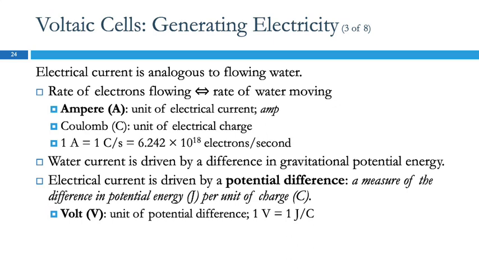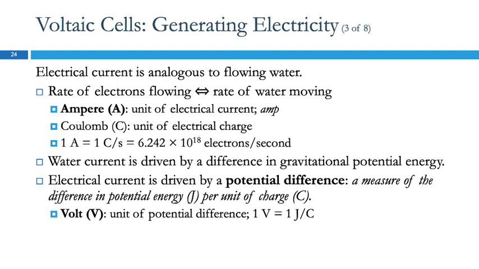So we're also interested in the rate of electrons moving, which is just like the flow rate of the river. And we measure electric current with a unit called an ampere. You're probably familiar with the abbreviation amps, right? And this is not the amplifier for your electric guitar. This is amp, short for ampere. That's a unit of electrical current.